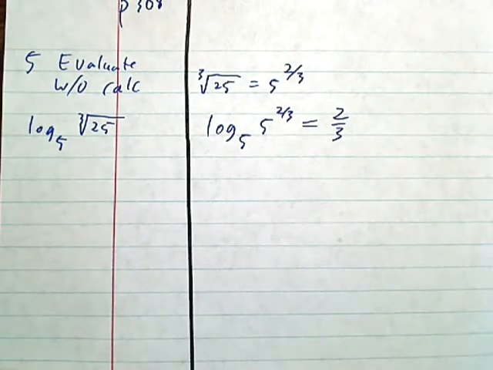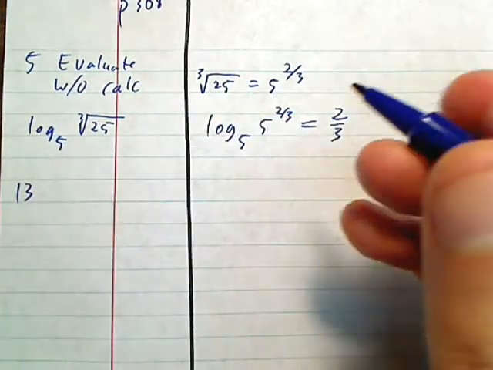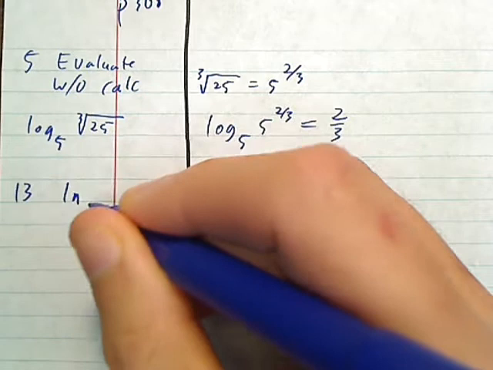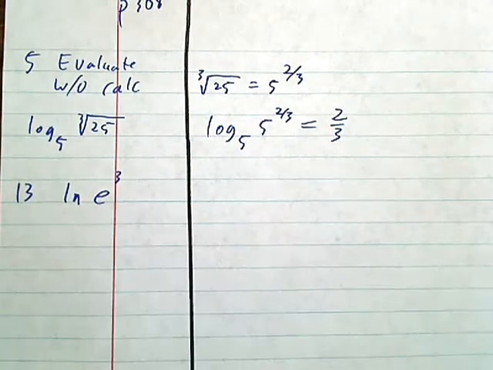Is the answer. Let's look at number 13. Same instructions, natural log e cubed. Natural log of e, which is Euler's number. I've heard it many different ways, and I was undecided on how to say it. Go ahead and try that out.